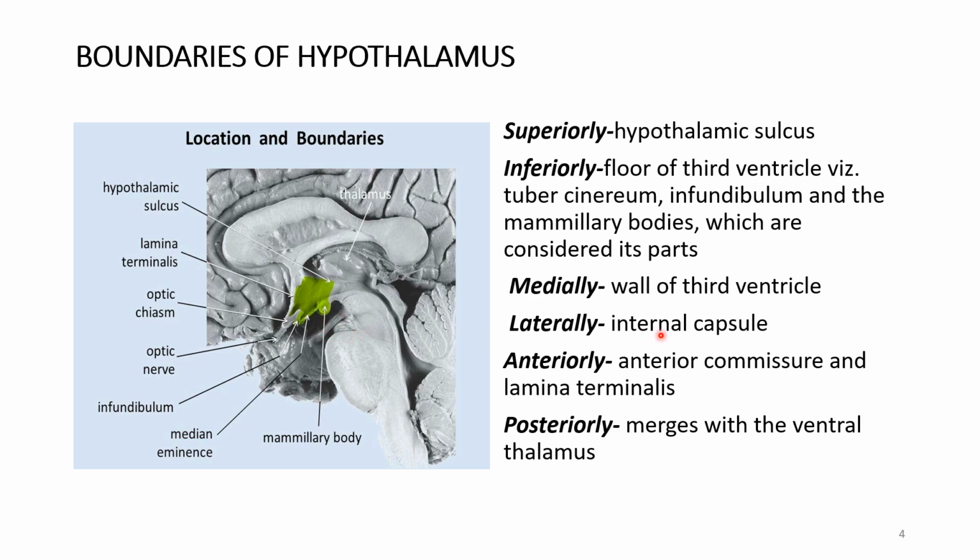Medially, it has the wall of the third ventricle. Laterally, it has the internal capsule. Anteriorly, it has the anterior commissure and lamina terminalis. Posteriorly, it merges with the ventral thalamus.